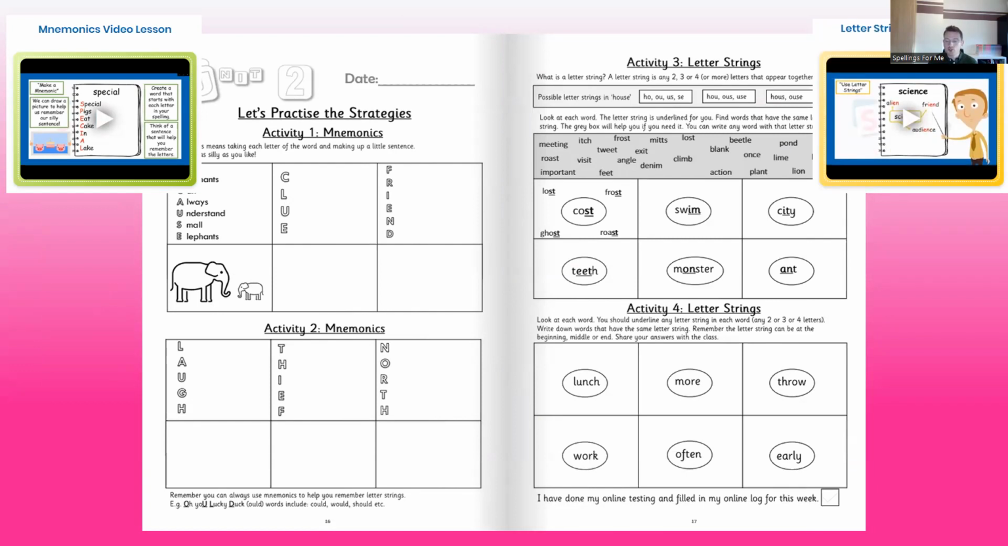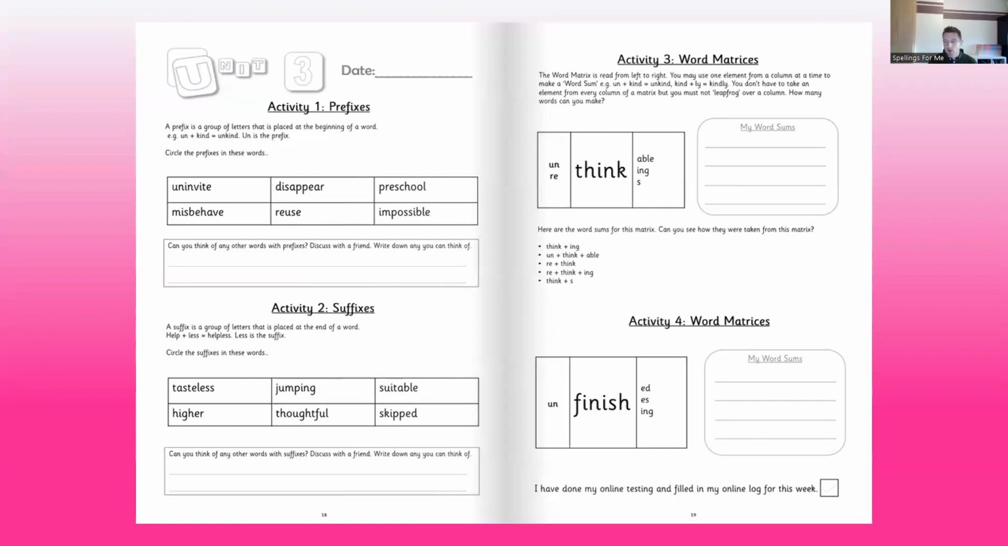I would urge you to spend time speaking about them, talking about them, referring back to them at certain stages of the year, because children need to be using these strategies with their words in order for them to become better spellers. This is just an example of unit three. So we introduce morphology and etymology, and we get speaking about these words.